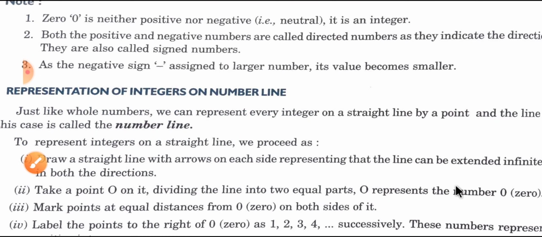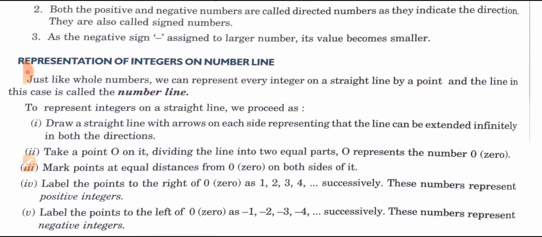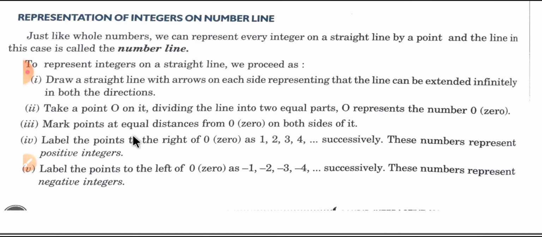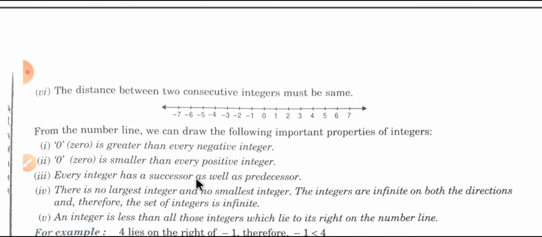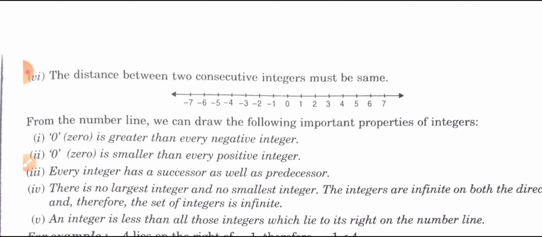Next we will see how to represent integers on the number line. Just like whole numbers, we can represent every integer on a straight line by a point, and the line in this case is called the number line. So how can we represent it? First we will draw a number line. After that we will mark a point 0 in the middle. Then we will divide it into two equal parts, and on the left side we will mark negative numbers, on the right side positive numbers. So label the points 1, 2, 3, 4 on the positive side, and label the points to the left of 0 as negative.